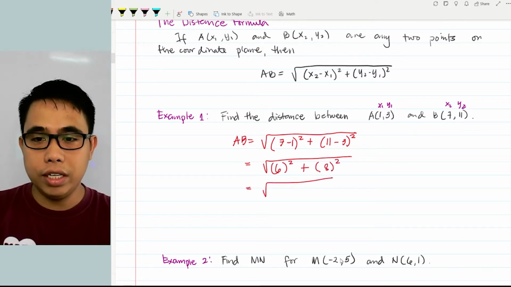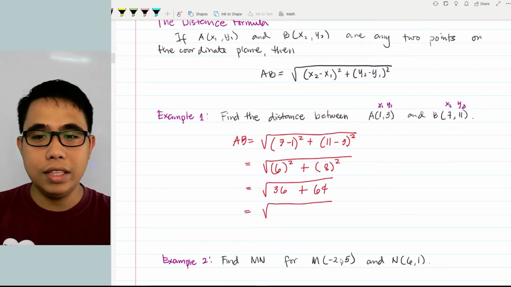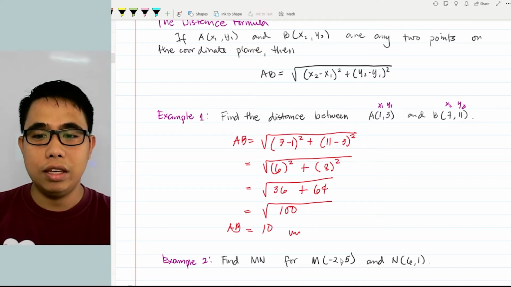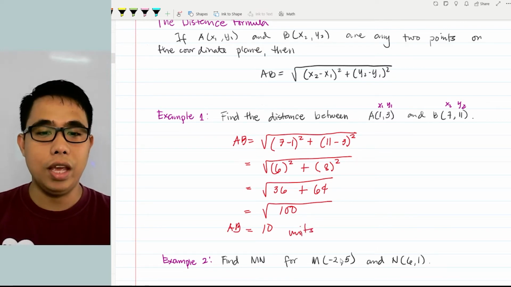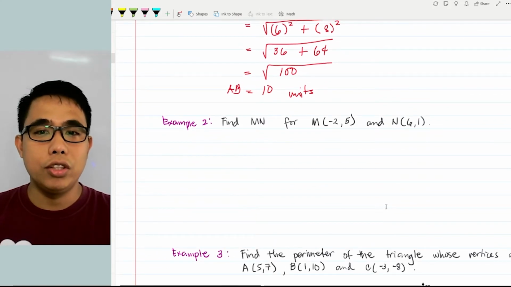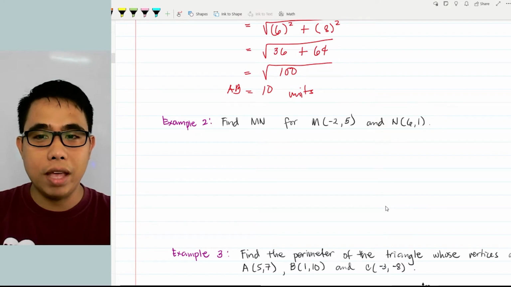We simplify further. So that is the square root of 36 plus 64. So we add what is inside the radicand. So we have the square root of 100, and the square root of 100 is 10. So the length of AB is 10 units. Okay? Now let's proceed to example number 2. In example number 2, we are going to find the length of MN.